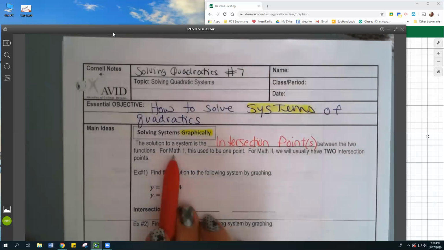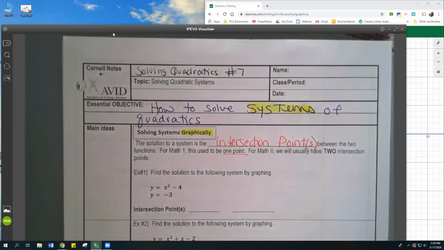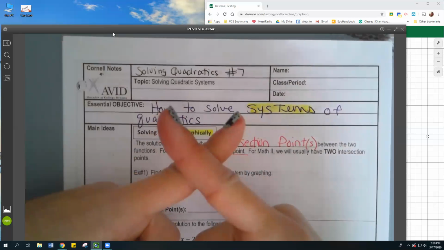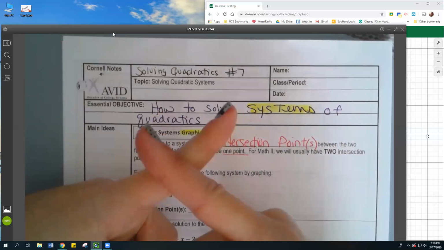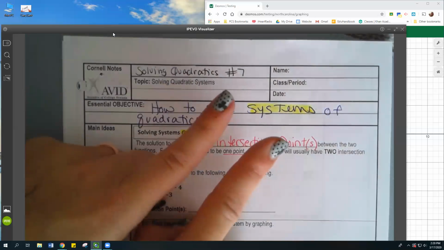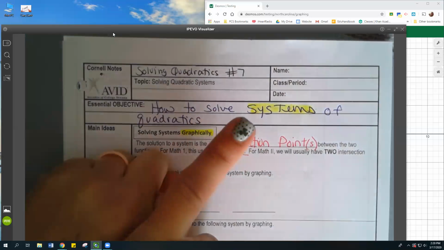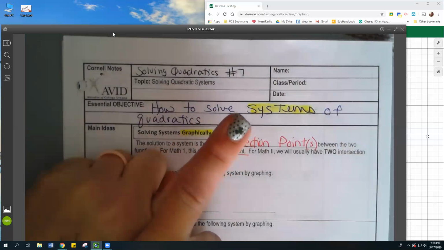So for Math 1, when we did systems of linear equations, this was always just one point. So your two lines went like this, and they crossed in that one point. That intersection was the solution. Or if we had parallel lines and they never crossed, then we had no solutions. If our two lines graphed and they were actually the same line, then we had infinitely many solutions.